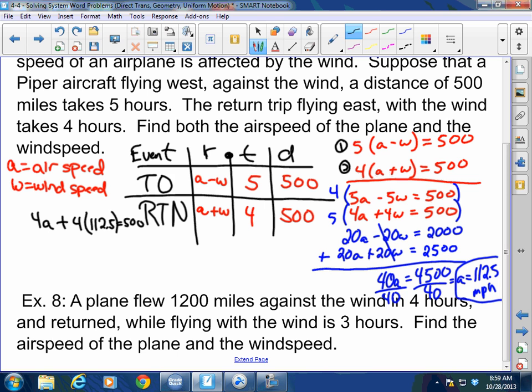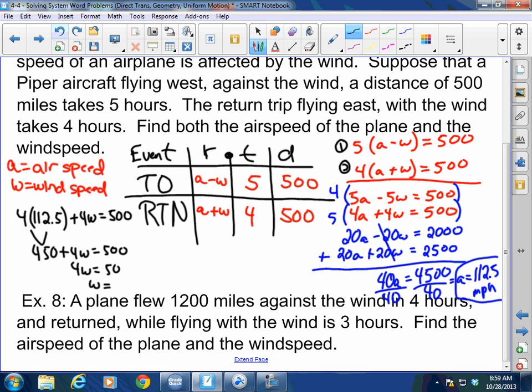Oh, thank you. Pay attention. 4 times A, which is 112.5, plus 4W equals 500. That's going to be 450. Yep. That's 450 plus 4W equals 500. 4W equals 50. So W equals 12.5.